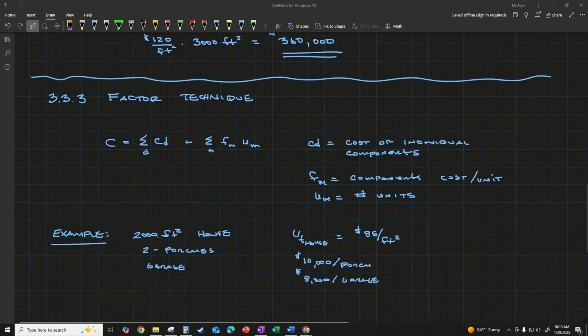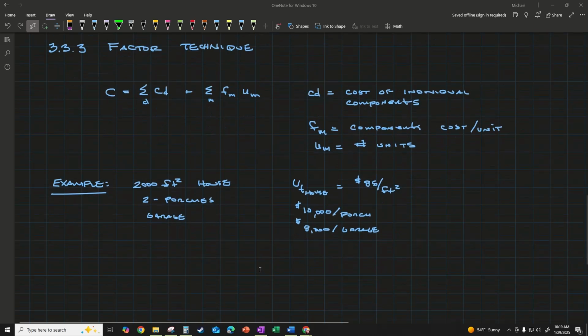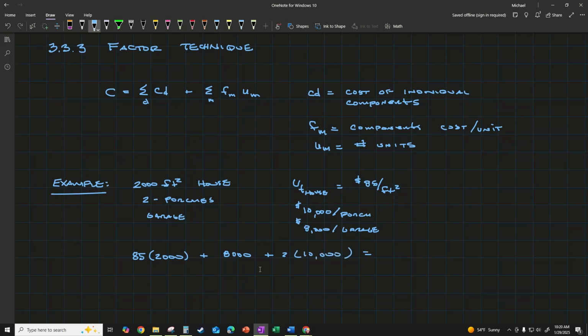So say you're looking at a 2,000 square foot house with 2 porches and a garage. These are costed out at $85 per square foot for the house, $10,000 per porch, and $8,000 per garage. You can set up a simple relationship here: 85 times 2,000 square feet, plus a single garage at 8,000, and 2 porches at 10,000, and simply come up with $198,000.